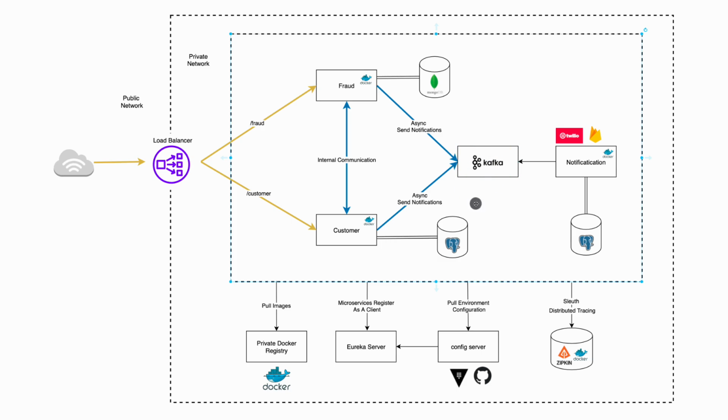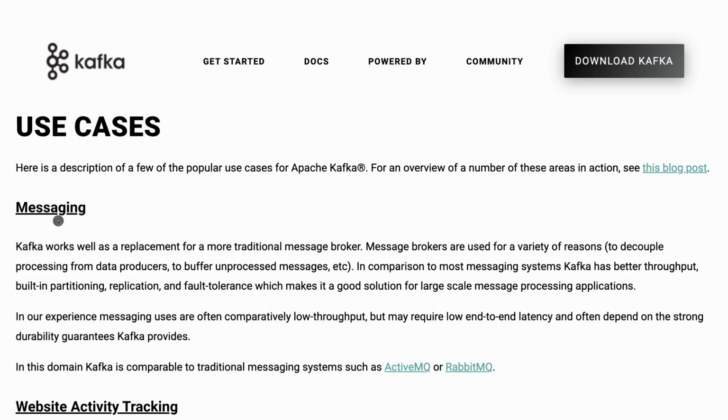So if you look at the use cases for Kafka on their website, they say messaging. So Kafka works well as a replacement for a more traditional message broker, i.e. RabbitMQ or others, right? So message brokers are used for a variety of reasons to decouple processing from data producers, to buffer unprocessed messages, etc. In comparison to most messaging systems, Kafka has better throughput, built-in partitioning, replication, and fault tolerance, which makes it a good solution for large-scale message processing applications. And really, they're referring to ActiveMQ or RabbitMQ.